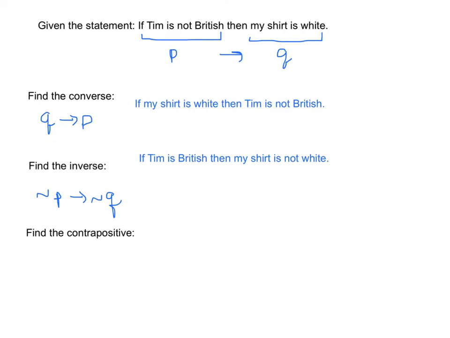Now we're going to look at the contrapositive. What the contrapositive does is not only does it flip P and Q, but it also negates them. So we get if not Q, then not P. My new statement for my contrapositive looks like not Q. Well, Q is my shirt is white. So that becomes if my shirt is not white, because that's the negation of my shirt is white, then Tim is British, because that is the negation of Tim is not British.